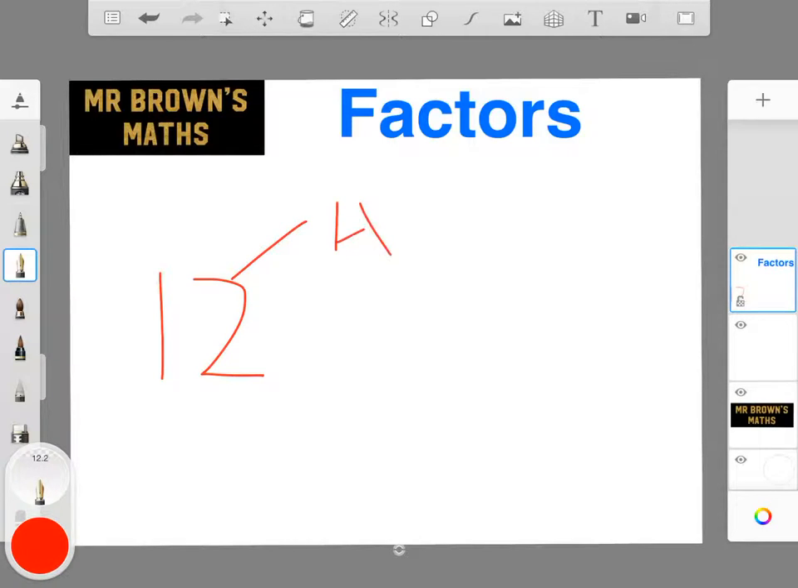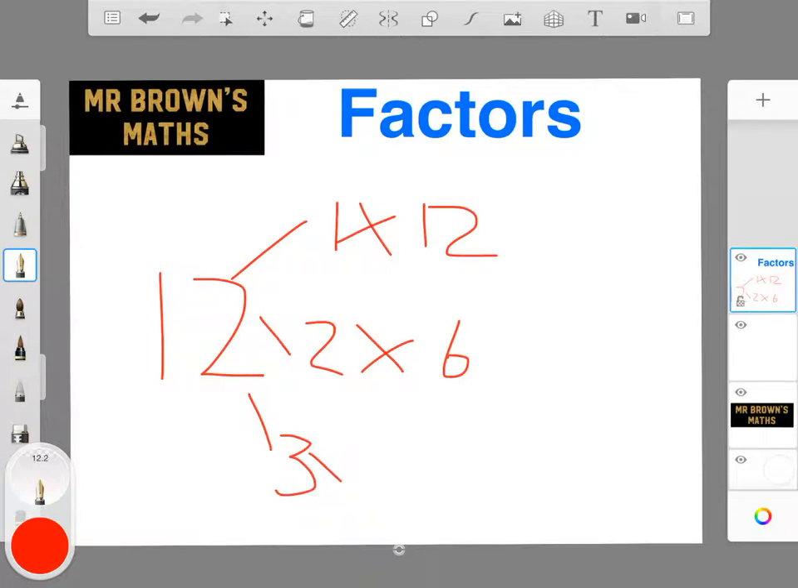Well, the first one is simply 1 times 12. 1 times 12 makes 12. What else can make 12? Well, can 2 times anything make 12? Yes, 2 times 6 can make 12. What else can make 12? 3 times 4 can make 12.